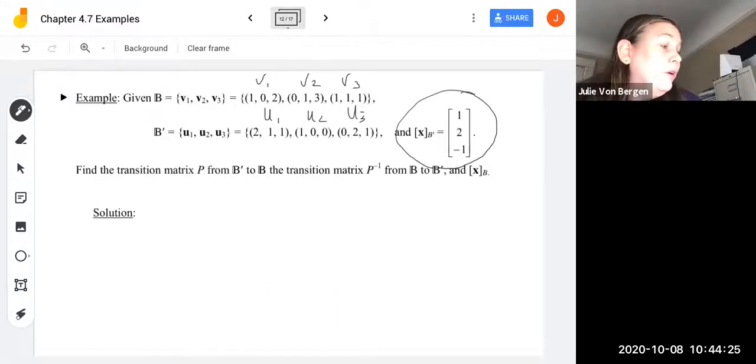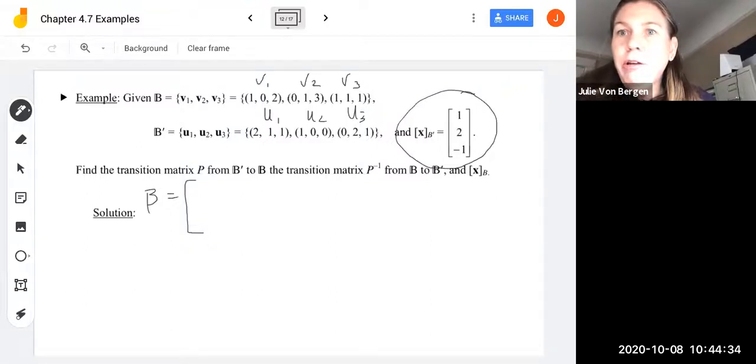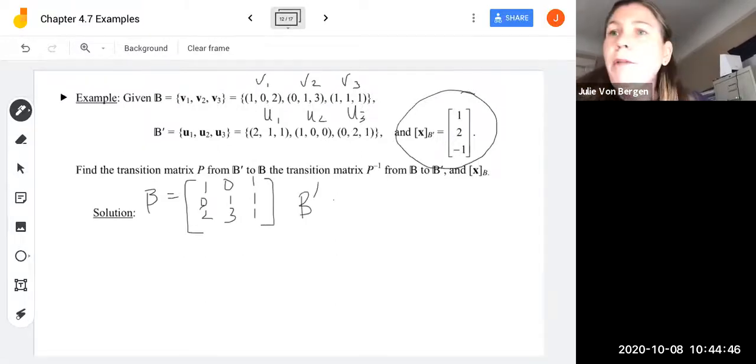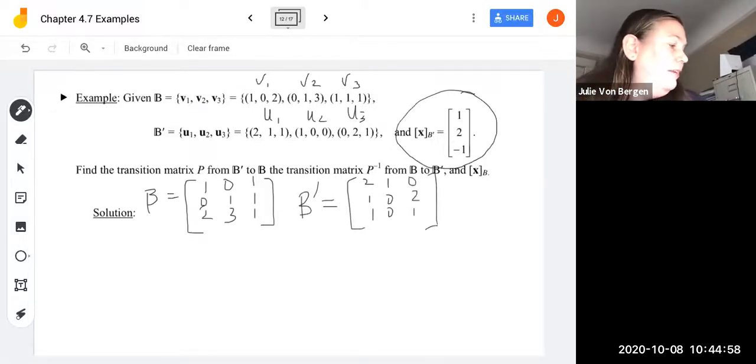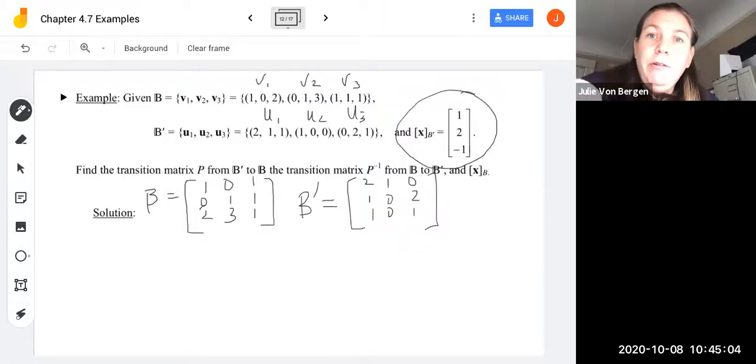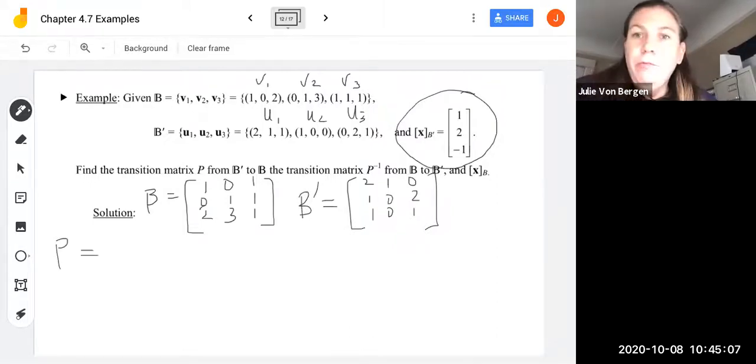So instead of using P inverse, we're going to use P. So let's set up our matrices here. So B is 1, 0, 2, transitioning to column vectors, 0, 1, and 3, and 1, 1, 1. And then B prime here is the column vectors associated with U1, U2, and U3. So 2, 1, 1, 1, 0, 0, and 0, 2, 1. So now neither of our bases are the standard bases. So we are going to use that formula that P equals B inverse B prime.